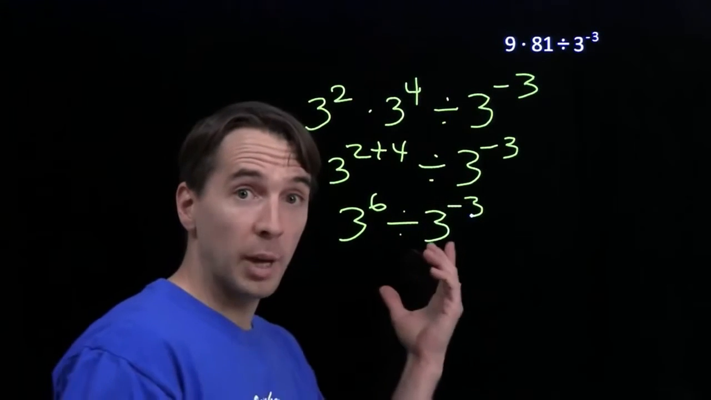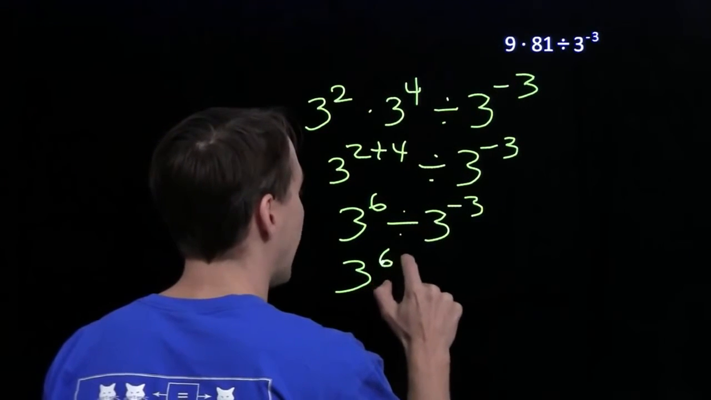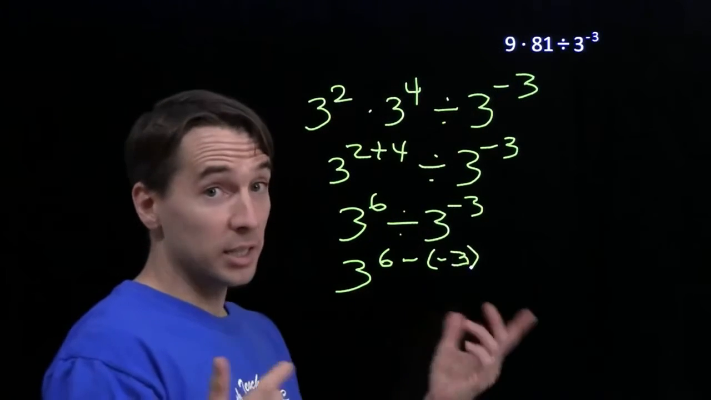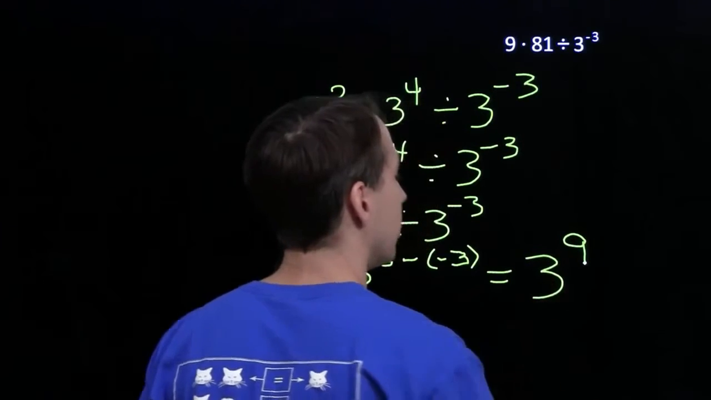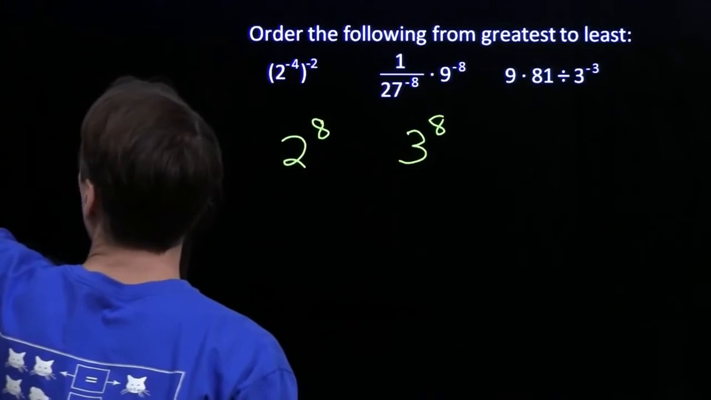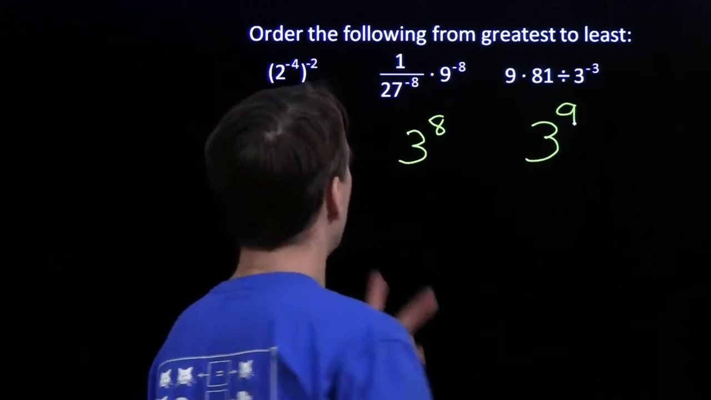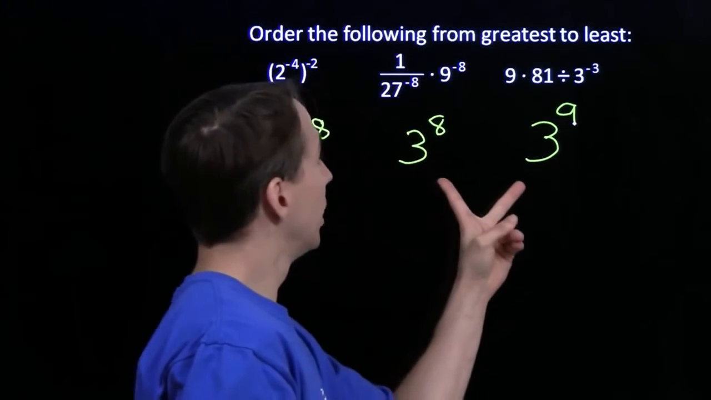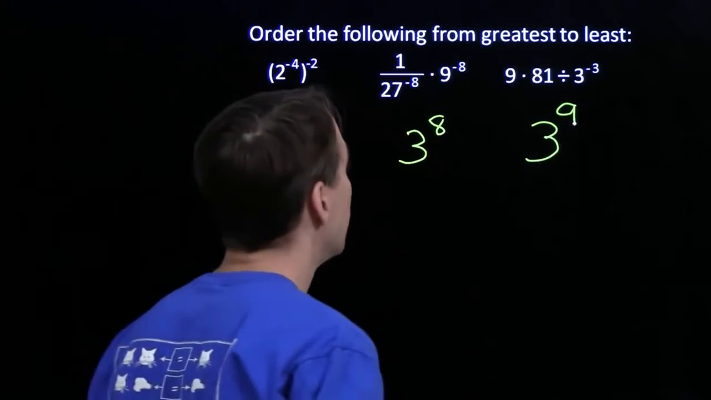And now we have a quotient of powers with the same base. And we know what to do there. We subtract the exponents. 6 minus the negative 3, that's 9. So this comes out to be 3 to the 9th. And we put that back in our list, and now it's easy to compare the numbers. These two numbers have the same exponent, so the smaller base is smaller. These two numbers have the same base, so the one with the larger exponent is the larger.